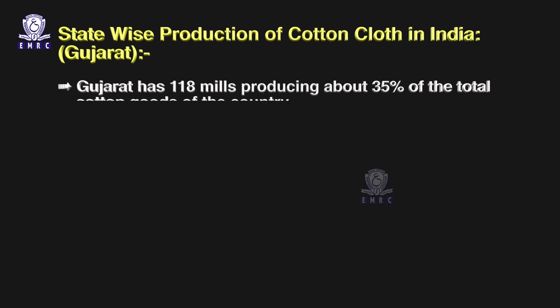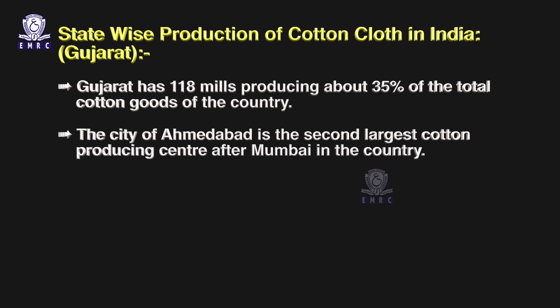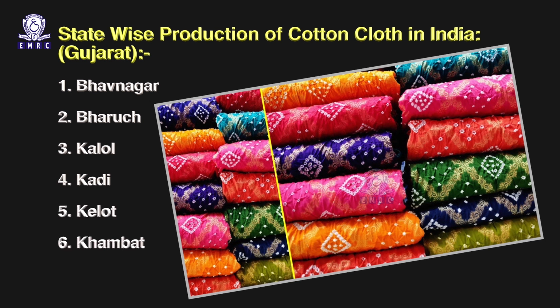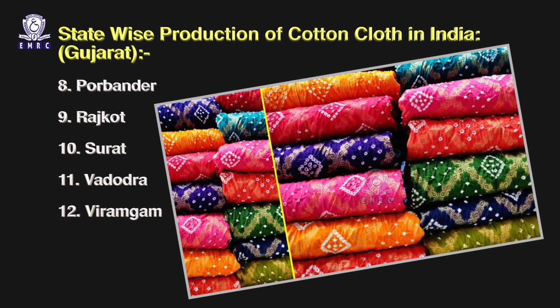Well, the next important state is Gujarat. Gujarat has 118 mills producing about 35% of the total cotton goods of the country. The city of Ahmedabad is the second largest cotton producing center after Mumbai in the country. It specializes in the production of fine qualities of dhotis and saris and a large variety of bleached, colored or printed fabrics. In addition to this, Bhavnagar, Bharuch, Kalol, Kadi, Kalol, Khambhat, Nadiad, Porbandar, Rajkot, Surat, Vadodara and Viramgam are the other important cotton producing centers of Gujarat.